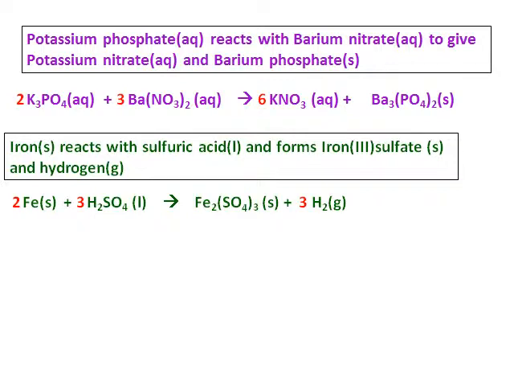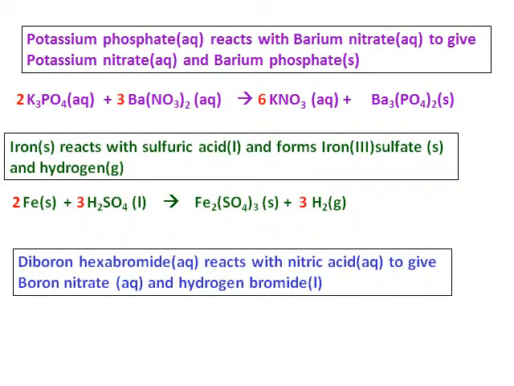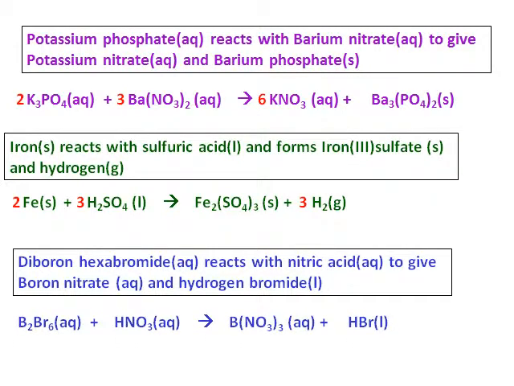The last one, diboron hexabromide reacts with nitric acid and it gives boron nitrate and hydrogen bromide. And write down the equation as shown over there. And the first thing is, let's get rid of the boron. So put a 2 in front of boron nitrate, which balances the boron. So once the boron is balanced, now balance the nitrate by putting a 6 next to HNO3. So a 6 added in front of HBr balances the bromine also.